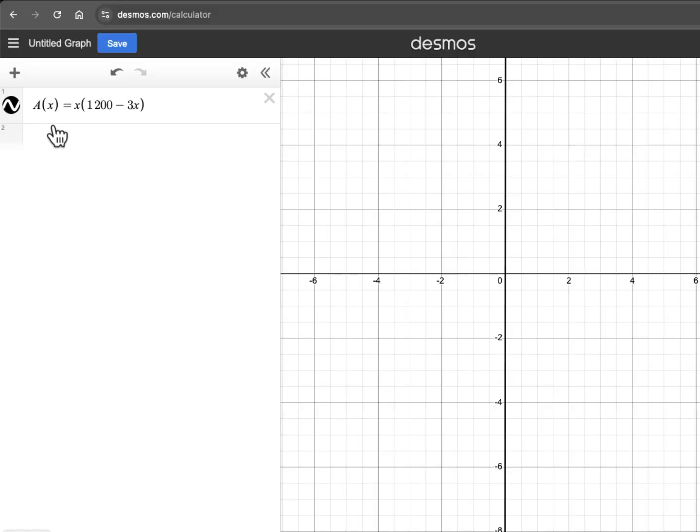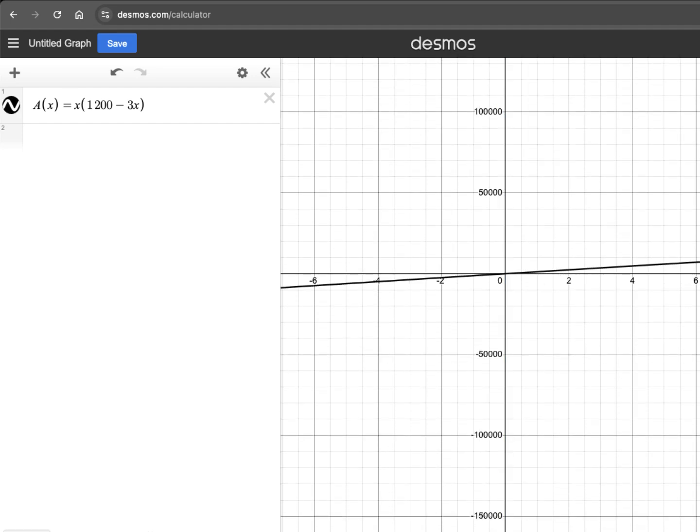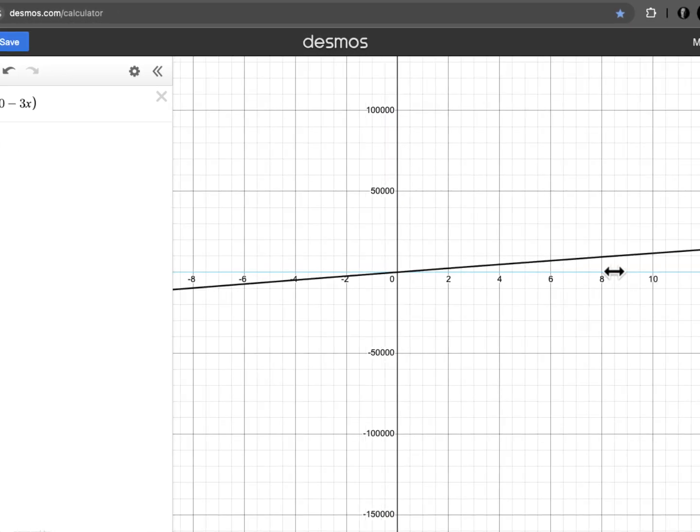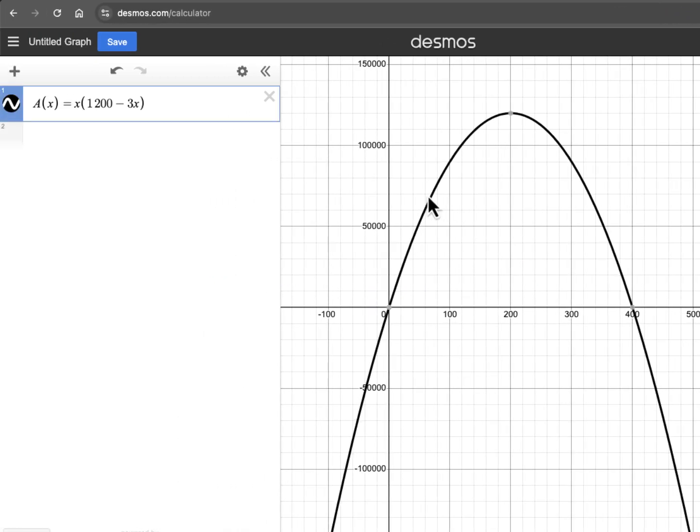So I've typed in the area function, and notice we can't see much on this current zoom. That's because this function goes very high, up to 120,000. I'm going to hide the function and change my y-axis, reveal the function and change my x-axis so we can see the parabola better. And if you click on it, it'll find the vertex for us and it confirms our answer.